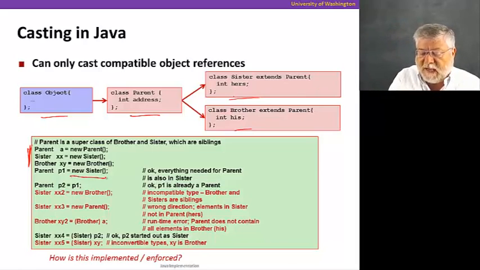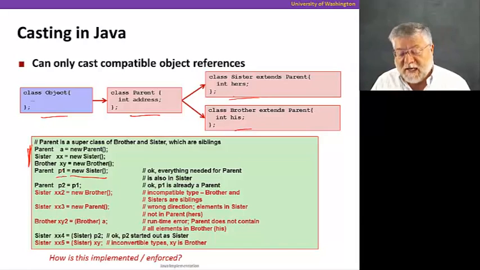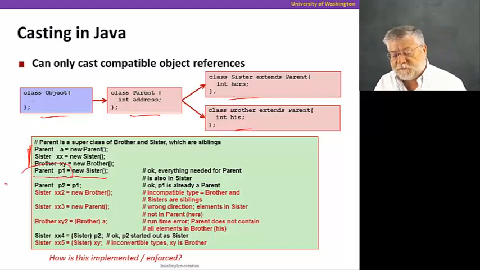We've created a new object called sister, but put it into a pointer or a reference to an object of type parent. And that's okay. Why is that okay? Well, because sister inherits everything from parent, so it has all of parent's fields and methods. So we can still use all those things if we refer to the object as a parent. So we can get away with that.